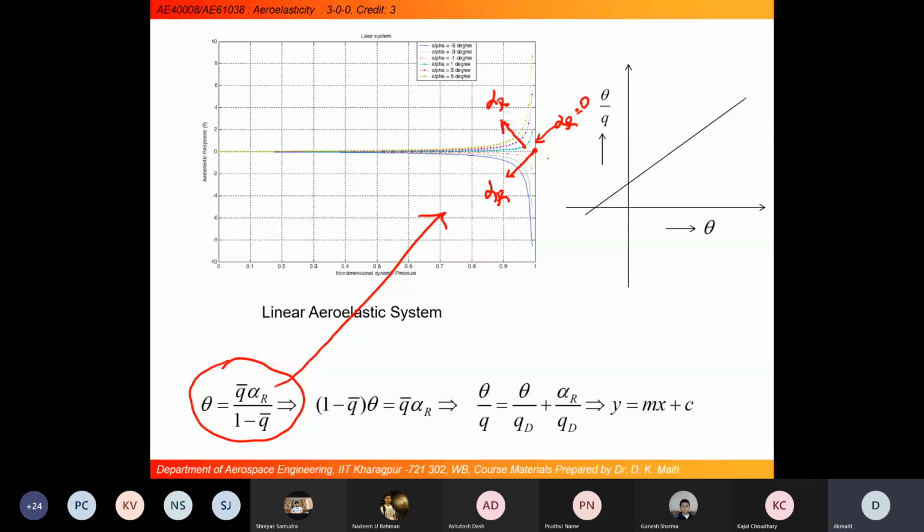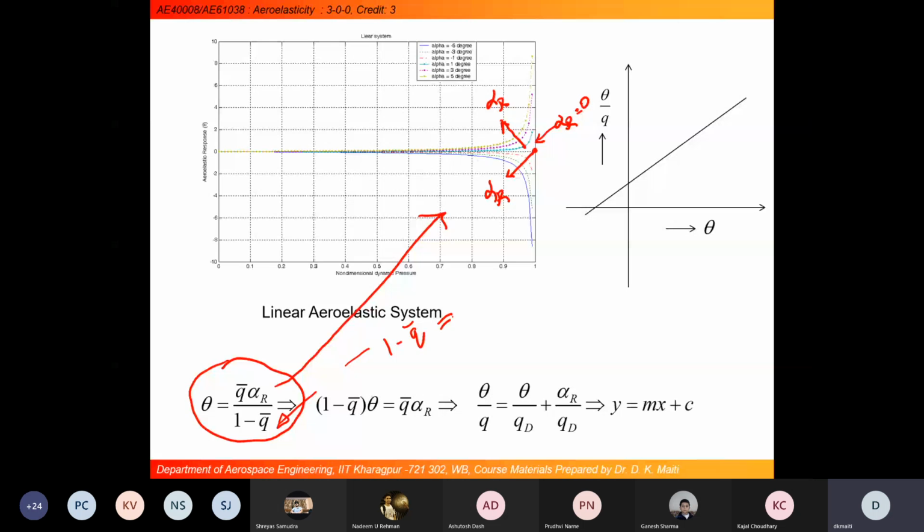That means the denominator part, 1 minus q bar, is equal to 0, and we get a theta value that is infinite. That's the response we are getting. When alpha is equal to 0, we are not getting any theta value. Suddenly at the critical point, the system will be diverging.